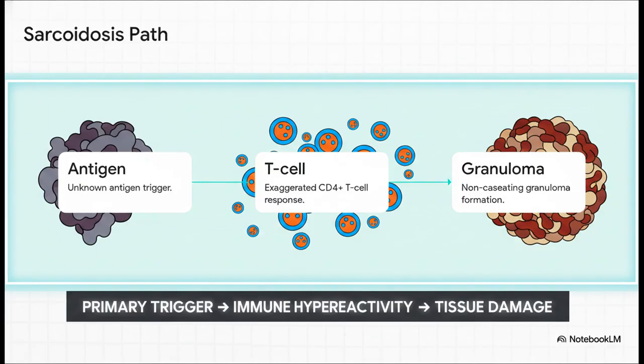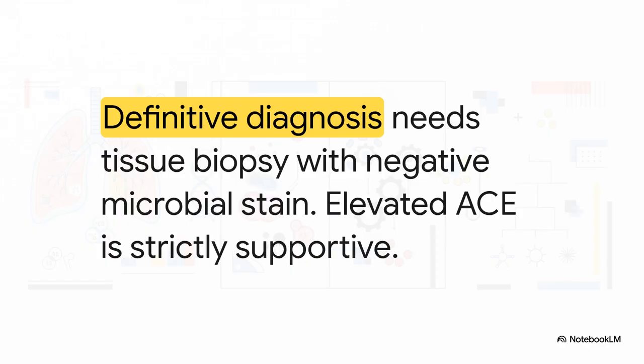So, what's the exact pathogenesis here? Well, an unknown antigen acts as the primary trigger. This then drives a massively exaggerated CD4-positive T-cell response. The end result of all this localized immune hyperreactivity? The formation of non-caseating granulomas. You've got to remember, this exact cellular cascade is the fundamental engine driving literally all the systemic manifestations of this disease.